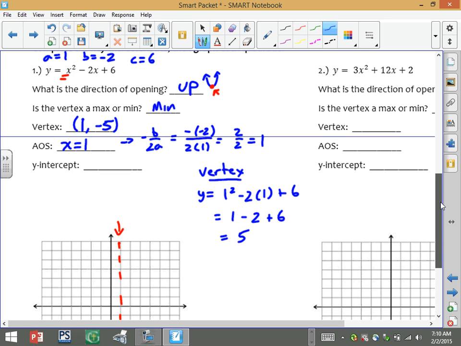And then finally, the y-intercept. What you're going to do is plug in 0 for x.